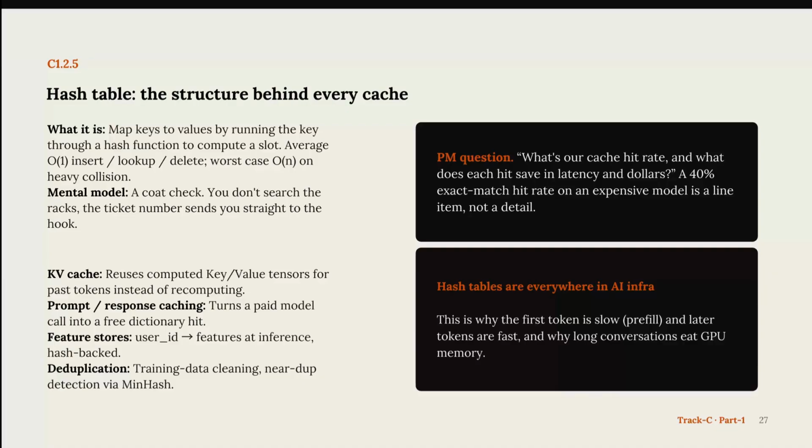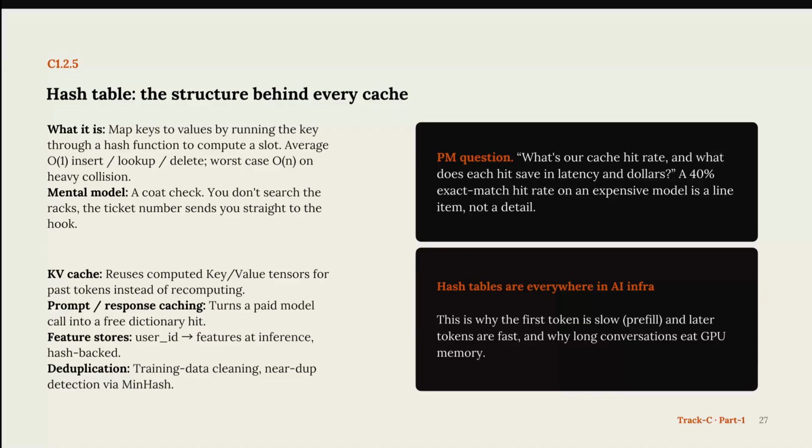It helps us run things faster, and we don't have to recalculate the values or search for them again and again. The mental model looks like a coat check. You don't have to search for the same hook or coat again and again in the racks. If you have the ticket number, it'll send you straight to the right hook in the racks. So that's how a hash table helps us.